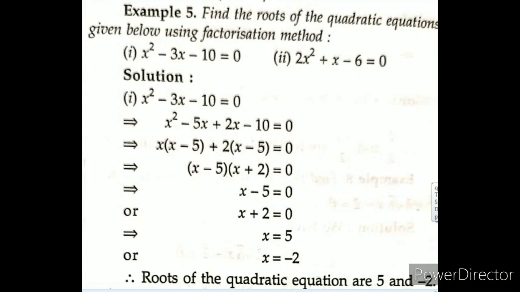So x will be taken common. In the bracket on both sides it will come x minus 5. We will get both the brackets and then we will compare both the brackets to 0. So one root will be 5 and the other root will be minus 2. Here we can see this kind of simple problem can also come in 2 marks.